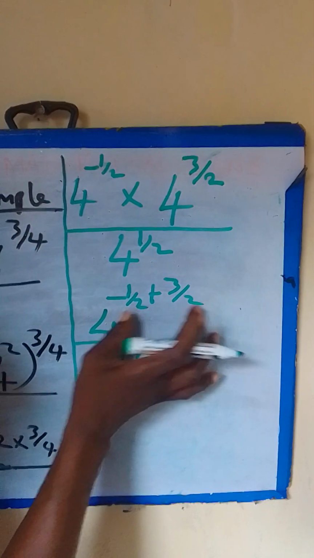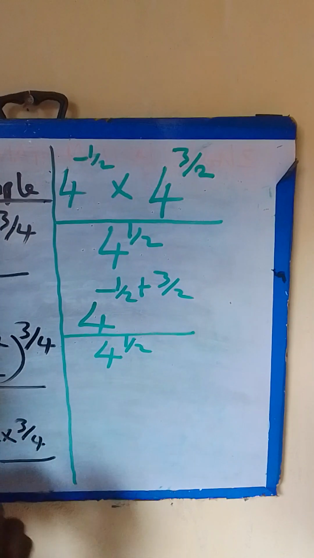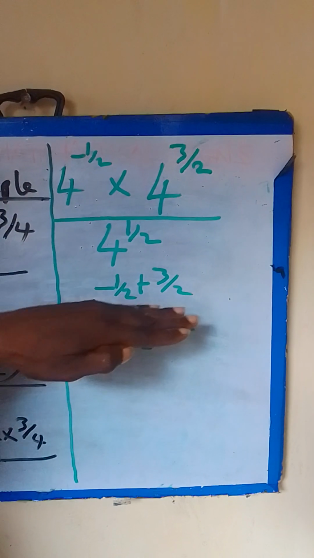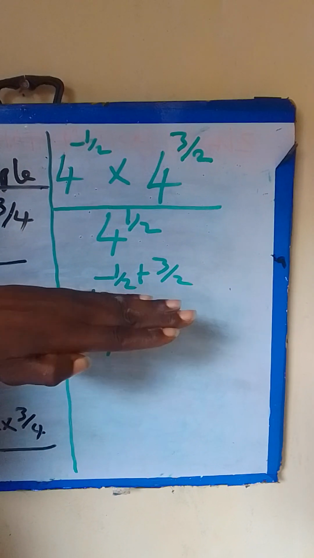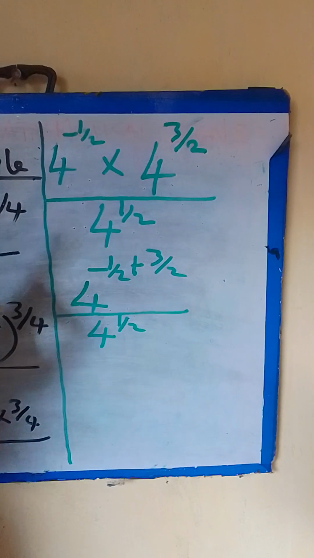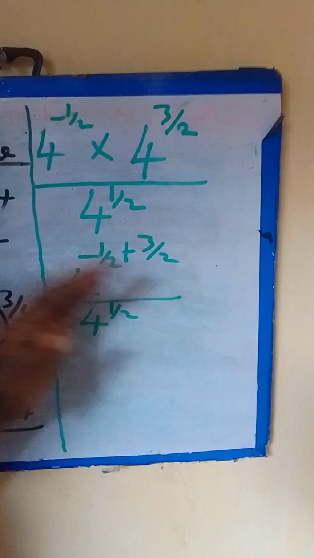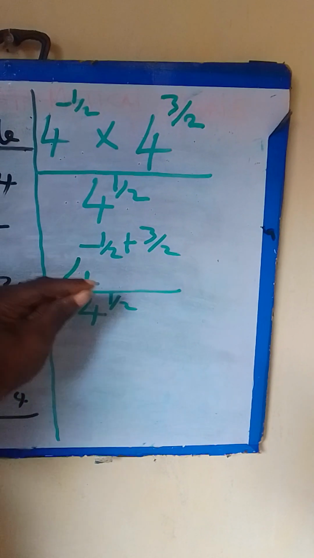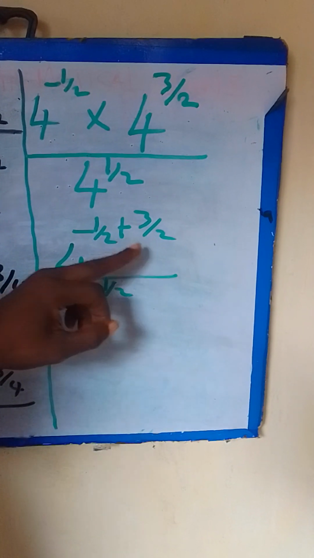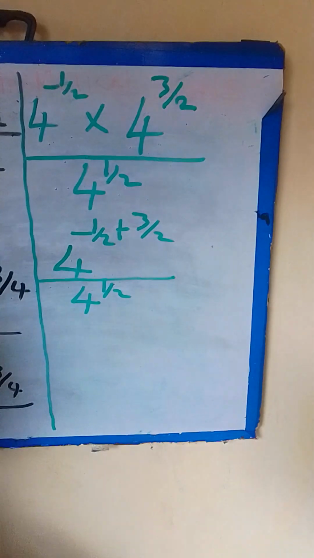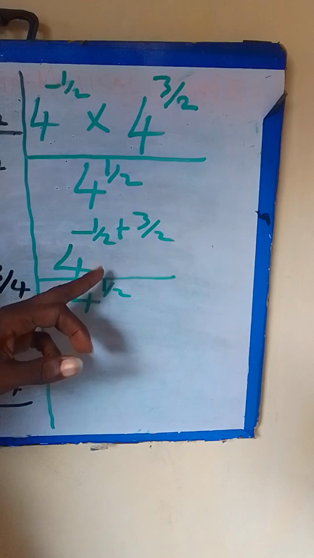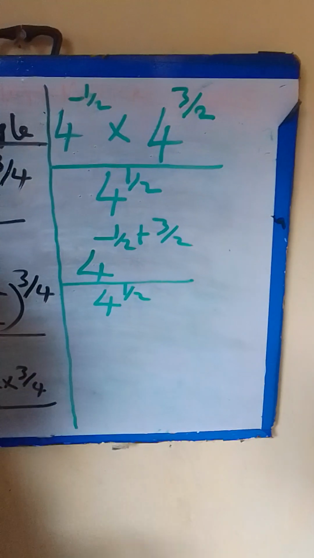Now you are adding fractions, and when you are adding fractions, take note, you take the LCM. Look for the LCM. If you are adding fractions and subtracting fractions, look for the LCM, and we are told that the LCM is being determined by the denominator. So in this case, the LCM is being determined by the denominators, and the denominators here are 2 and 2. So automatically the LCM becomes 2.